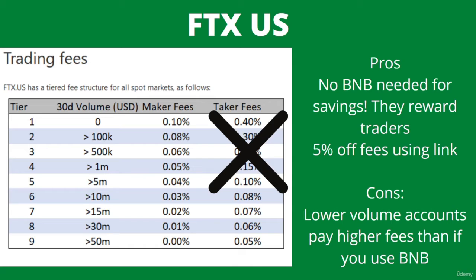Now, the cons, the bad thing, is that lower volume accounts pay higher fees than if you use BNB on Binance US, if that makes sense, right? If you're trading on Binance US and paying your fees in BNB, you get that 25% discount. If you're on FTX and you're a small account, low volume trader, then technically you would be paying slightly more on FTX. But if you use the 5% link here, honestly, it cuts it down a decent amount.